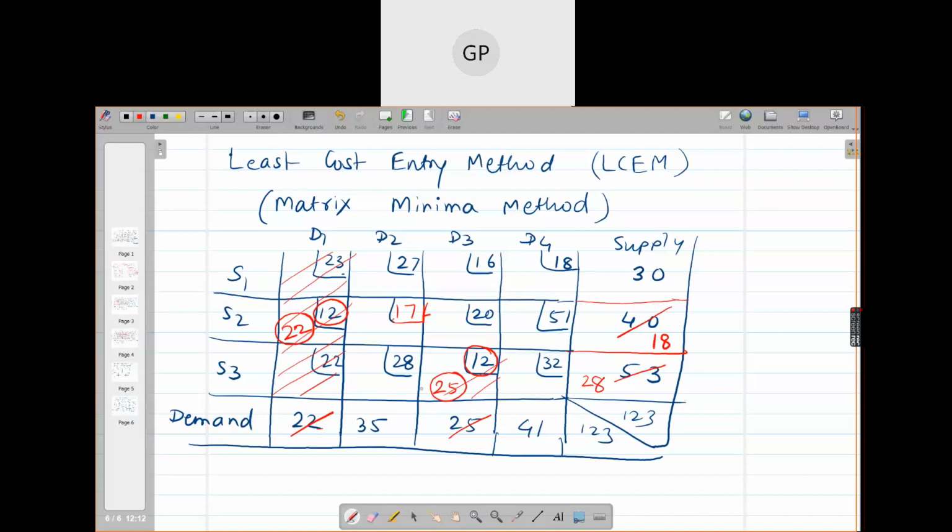So see, in this 12, how many units did we give in the first method? 12 units. And now how many are we giving? 25 units. So that many fewer units you will give in the adjacent cells, 32 or 28. So automatically the cost will be reduced. Okay, what is the next least cost?